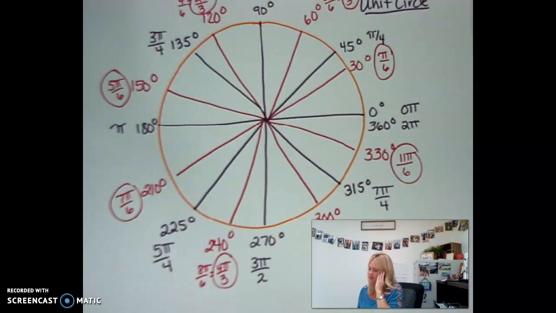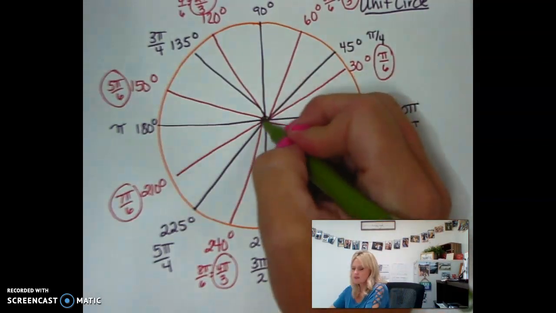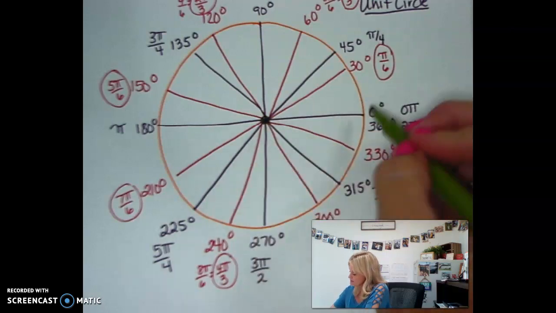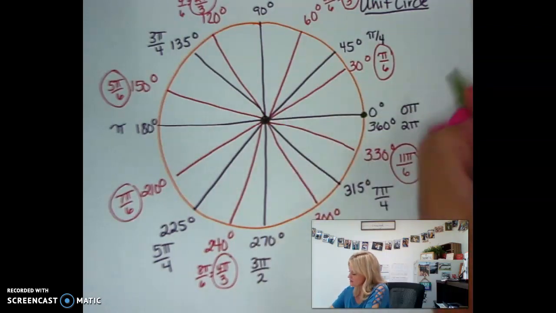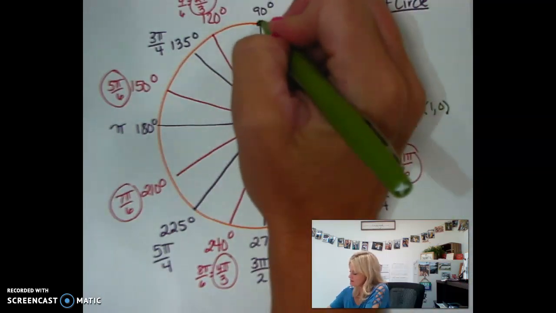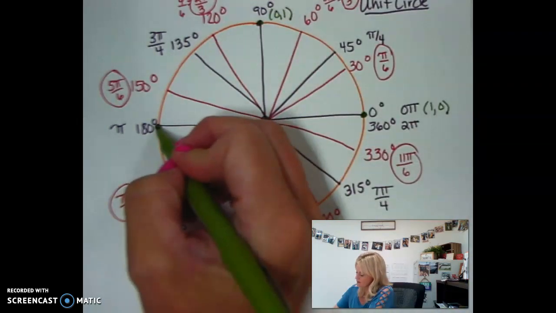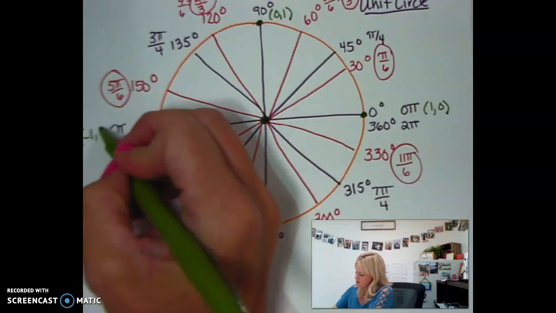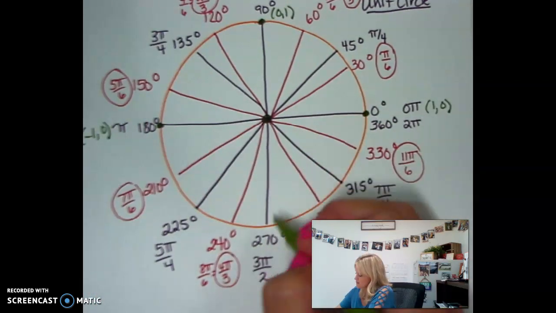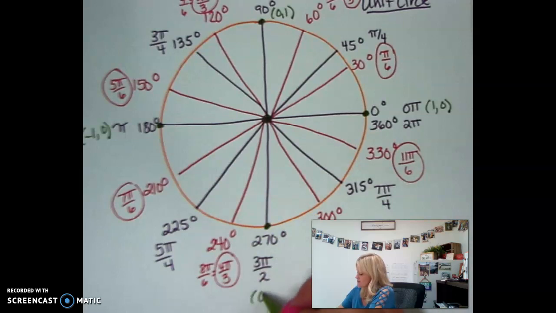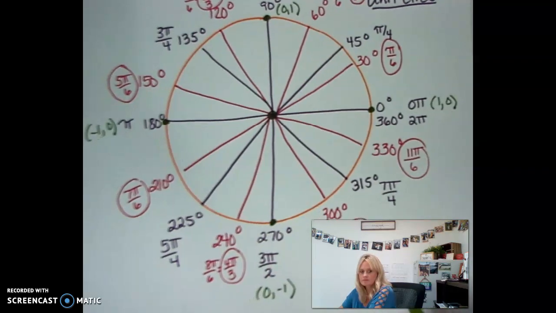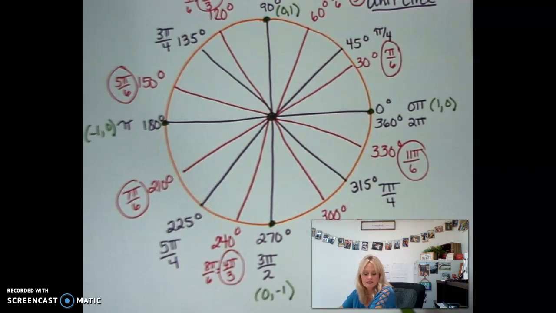Now, there's another way that this is labeled, and this is by coordinates. If you think about this right here being 0, 0, that means this point out here is 1, 0. This point up here is 0, 1. This point over here is -1, 0. And this point down here is 0, negative 1. Those again should be pretty easy.